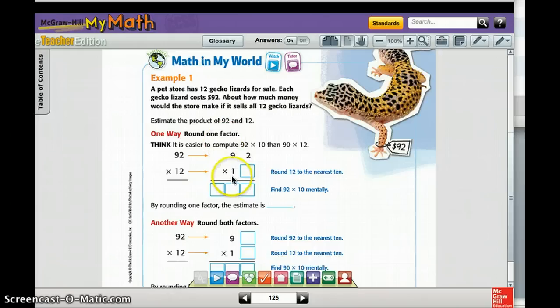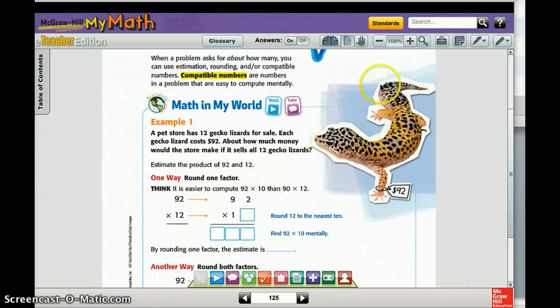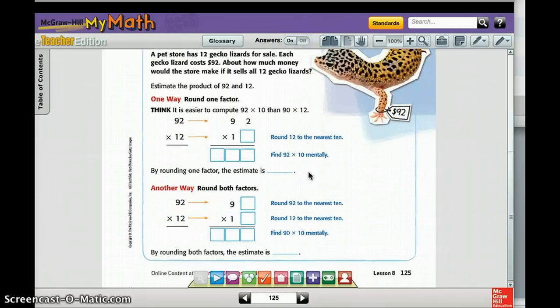So in this case, they were just going to round 12 to 10. So then they're doing 92 times 10, because we could do that in our head. We learned in the Power of 10 lesson that 92 times 10, all we have to do is just put a 0 on that 92. So it becomes 920. So in our first way, our estimate is $920.